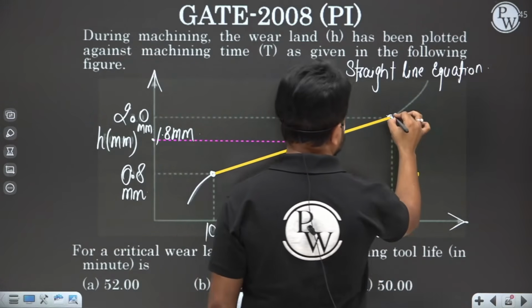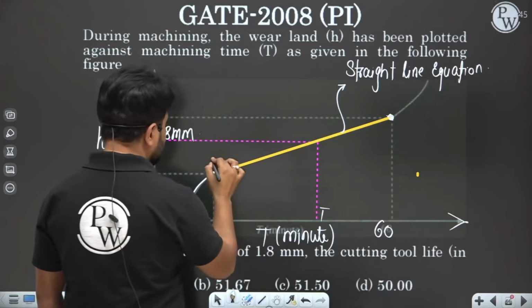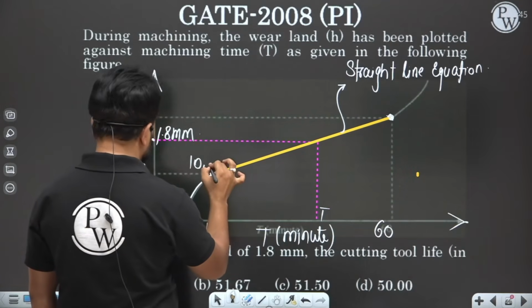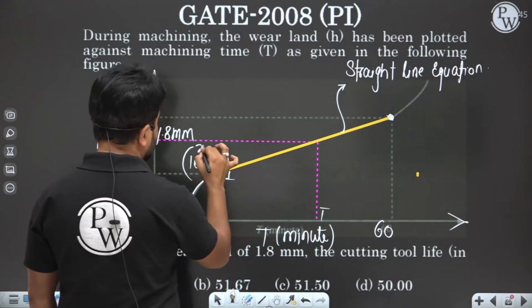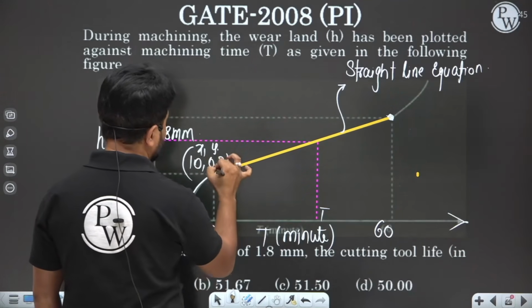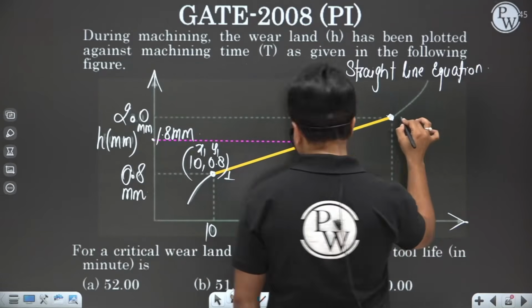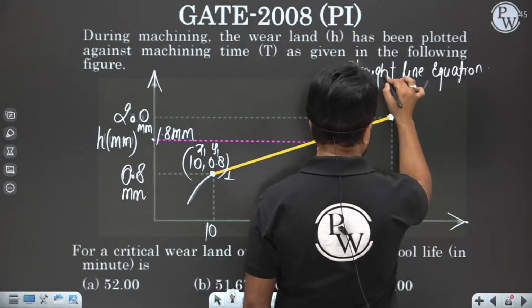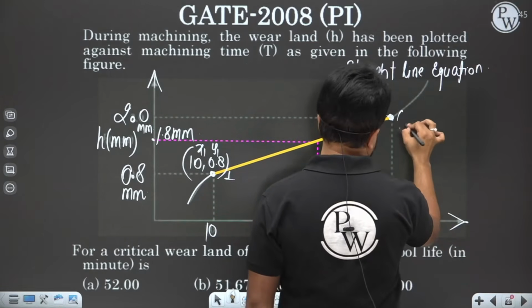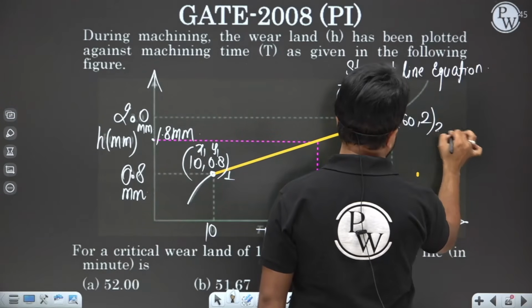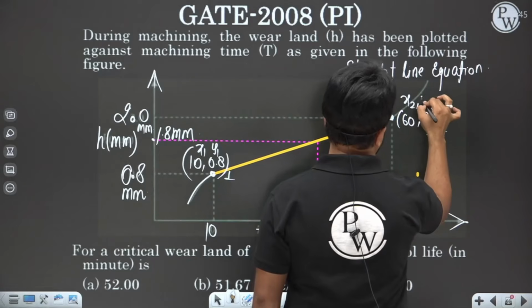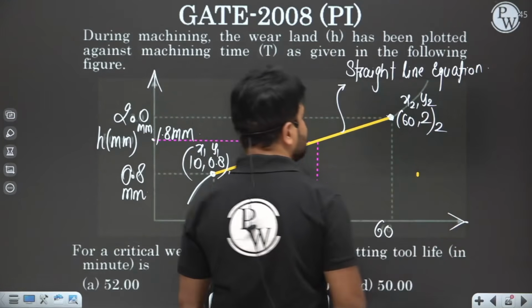Suppose that this is the point 1, that is 10, 0.8. Okay, point 1, that is what? X1 and Y1. This is what? Another point of the line, and it is what? 60, 2, right? That is what? X2, Y2. Now find out the equation of line.